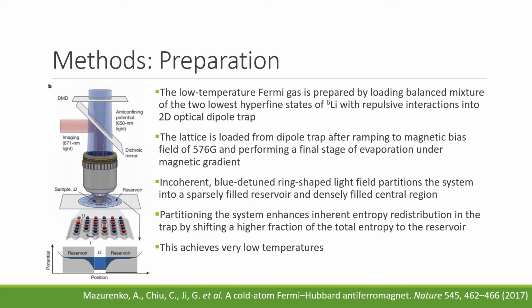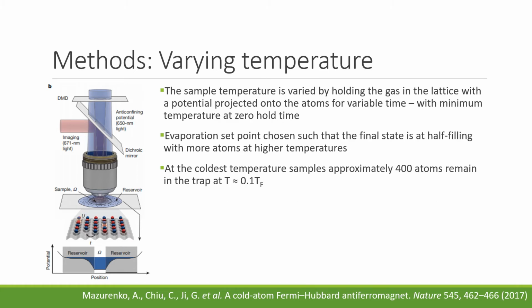The first part of the investigation involved changing the temperature at the half-filled state to investigate the effect of temperature on the strength of the long-range order. The evaporation from before was chosen such that the final state achieved is at half-filling, which involves having more atoms at higher temperatures and fewer atoms at lower temperatures. The sample temperature is varied by holding the gas in the lattice, with the potential projected onto the atoms for variable time. At zero hold time, you achieve the minimum temperature. At the coldest temperatures, which is roughly 1/10 of the Fermi temperature, we had approximately 400 atoms remaining in the trap.